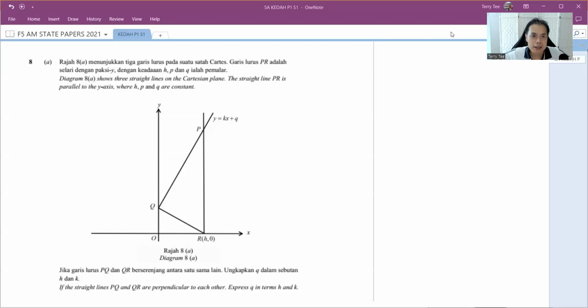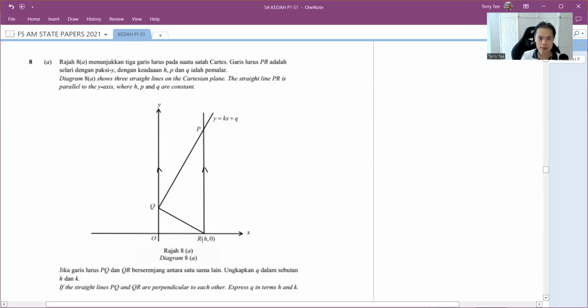Okay, question number 8a. The first part is coordinate geometry, Form 4, chapter 7. Here we have 3 straight lines on a Cartesian plane. Straight line PR is parallel to the y-axis. When it's parallel to the y-axis, this line has equation x equals h, all right? And h, p, q are constants.